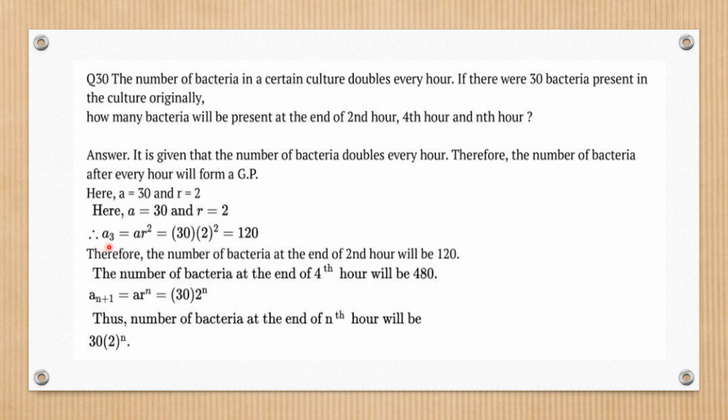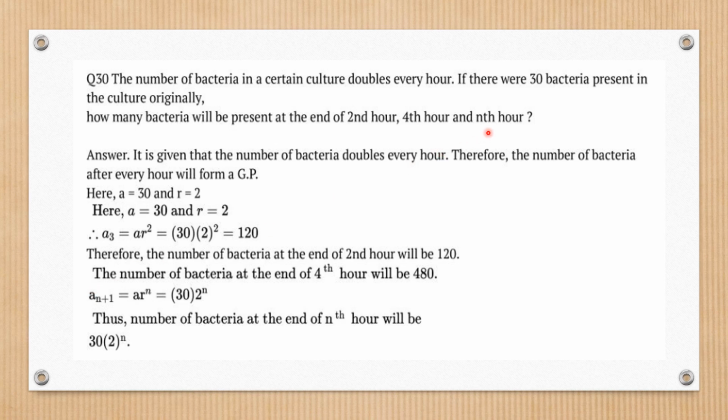So it's simple now. The third term is your ar square, using the formula a_n is equal to ar raised to n minus 1, and it becomes 30 into 2 square, that is 120. Similarly, the bacteria at the end of fourth hour will be your fifth term, so it will be ar raised to power 4. Okay, a is 30 and 2 raised to power 4 is 16. 16 times 30 is 480, which is your number of bacteria at the end of fourth hour.